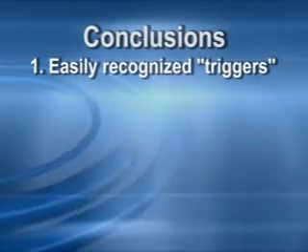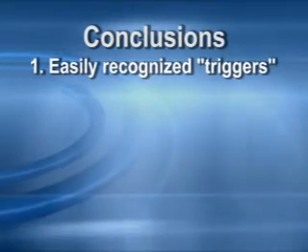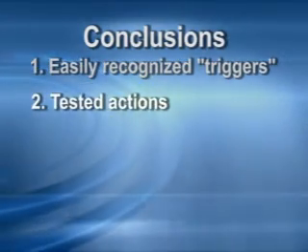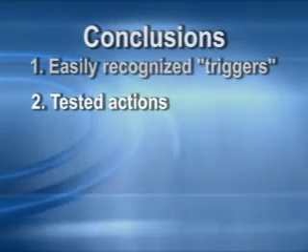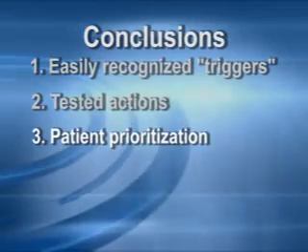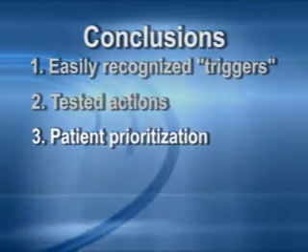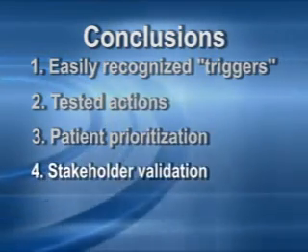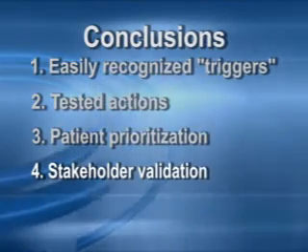Thus, we can conclude that: 1. Easily recognized and specific triggers must be what indicate that a resource allocation or triage situation exists. 2. Specific tested actions that healthcare workers can take must govern resource allocation. 3. Patient prioritization should follow a predetermined plan. This is often called triage. And 4. Stakeholders from the affected medical and non-medical communities should have an opportunity to approve this plan before it is implemented.